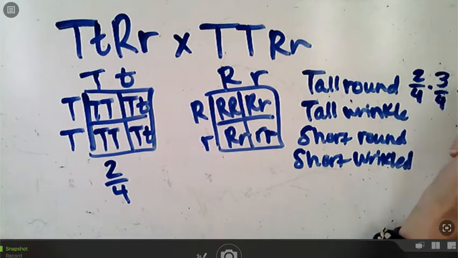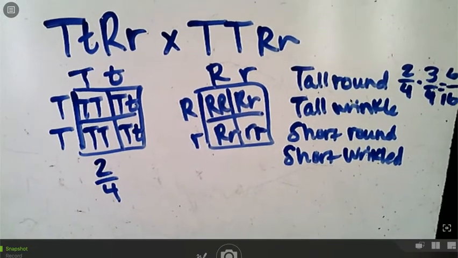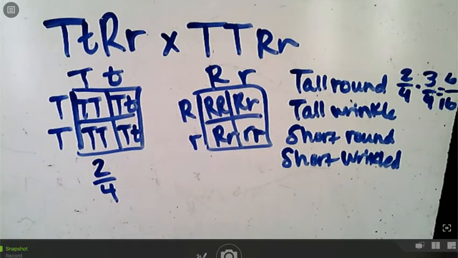And then I just multiply those together, and I'm officially out of space. So 2 times 3 is 6 out of 16. Okay, did I do that right? I think so. You can't see that. Document camera. Okay. So what is my chance of it being tall and wrinkly?